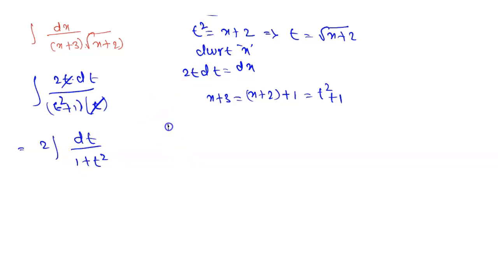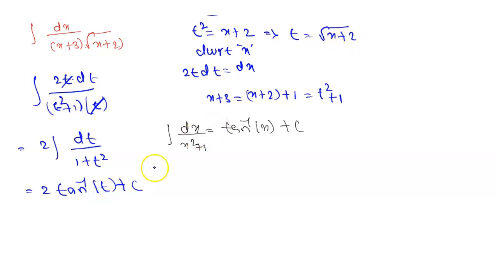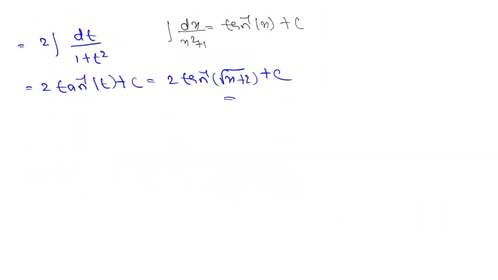Here I have the formula: integral dx by x square plus 1 goes to tan inverse of x plus c. But here, instead of x, t is there. So this is equal to 2 tan inverse t plus c. But the t value goes to root x plus 2. So here the answer is 2 times tan inverse of root x plus 2 plus c. This is the answer for the question.